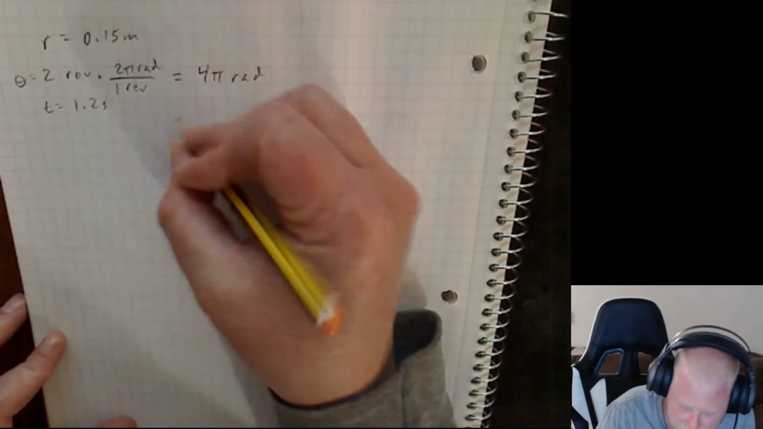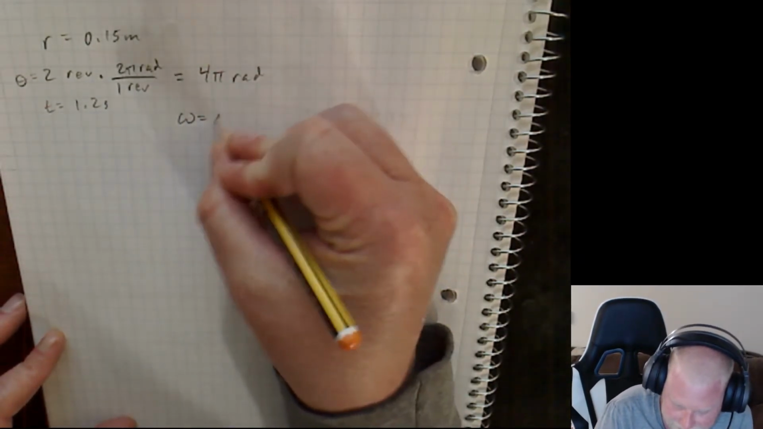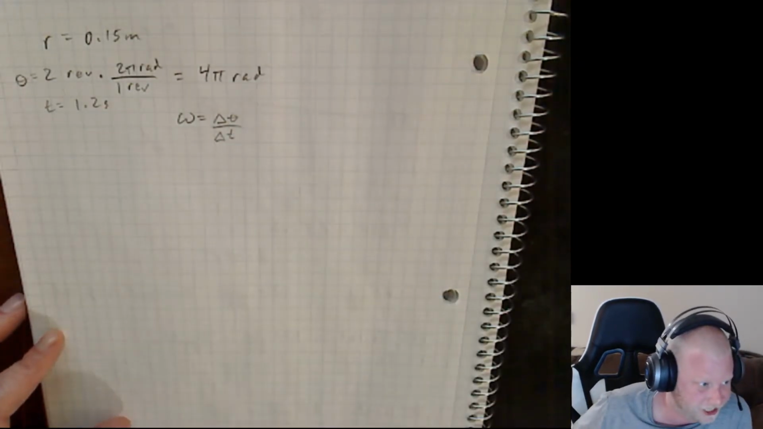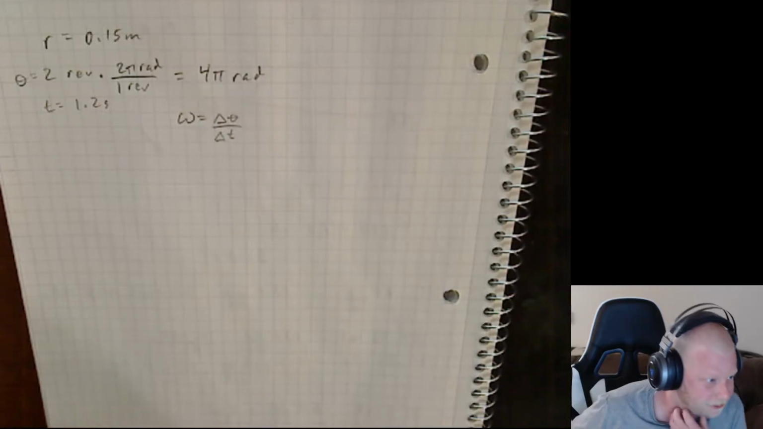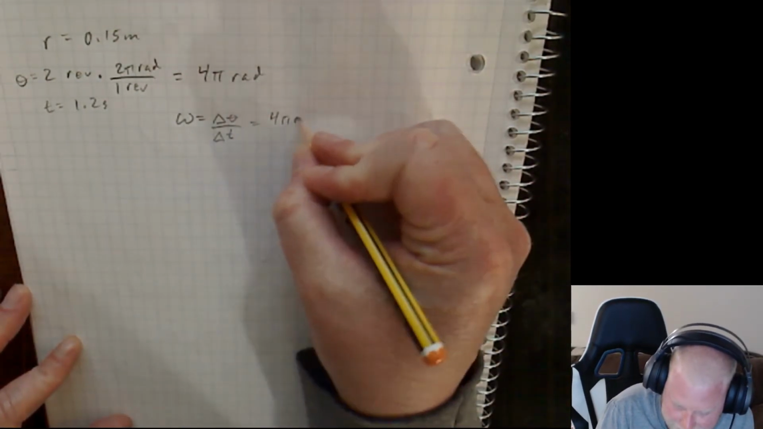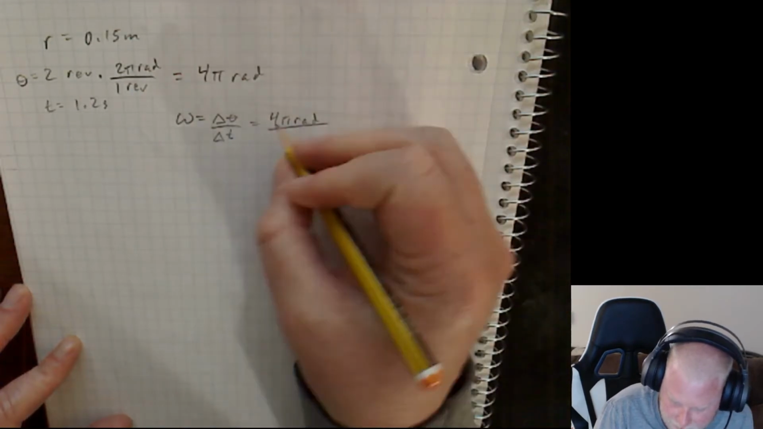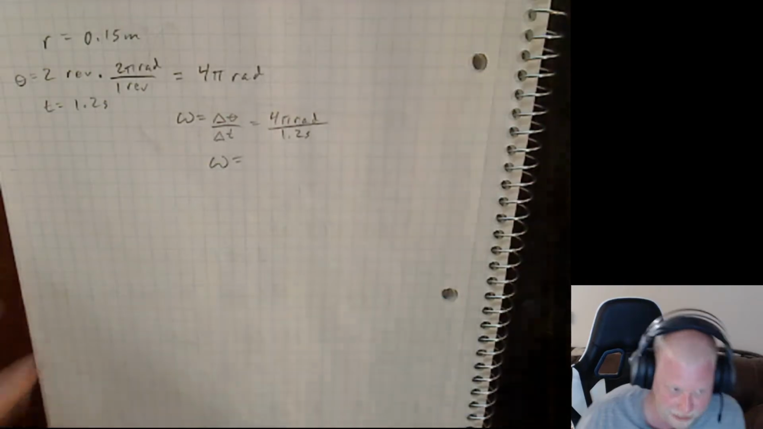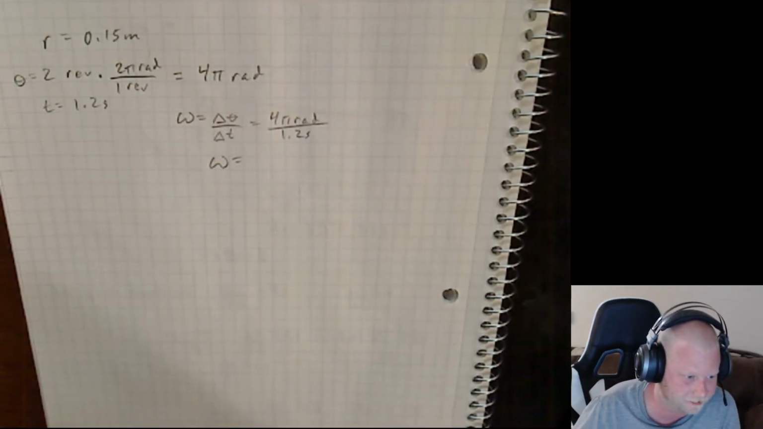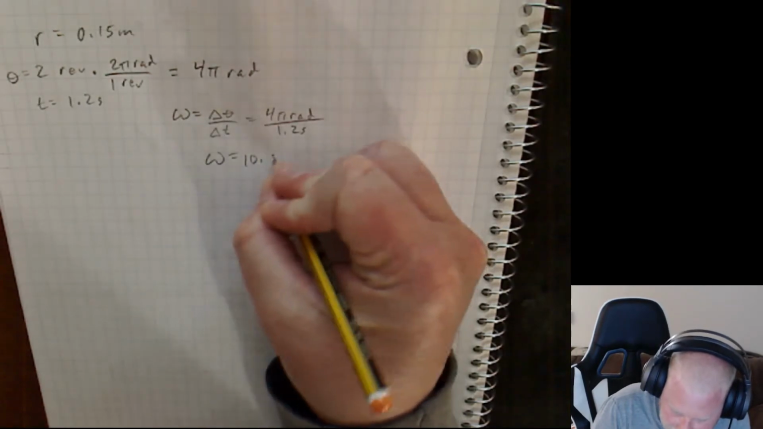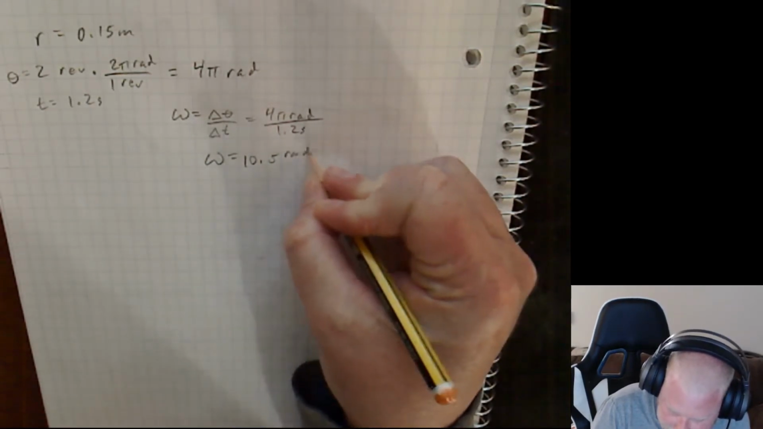So if we want the ball's angular velocity, right, it's a change in angular position over time. So 4 pi radians over 1.2 seconds, and we get an angular velocity of 10.5 radians per second.